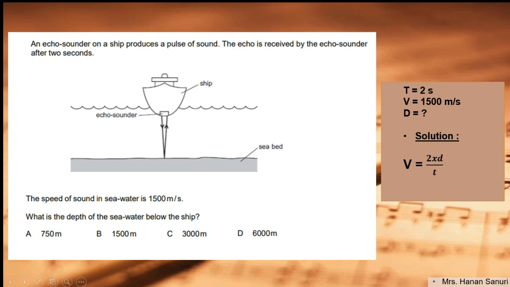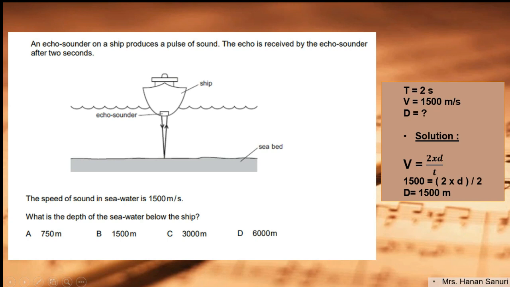What is the depth of sea water below the ship? The depth: speed equals 2 times d over t. 1,500 speed equals 2 times d over the time, which is 2. So distance equals 1,500 meters. Girls, this distance is not the depth. This distance is not the depth, it is the distance the sound wave has moved.